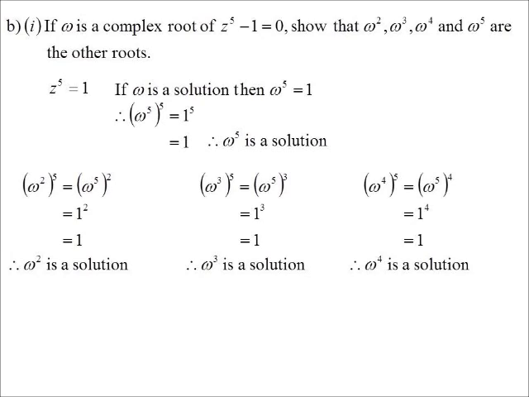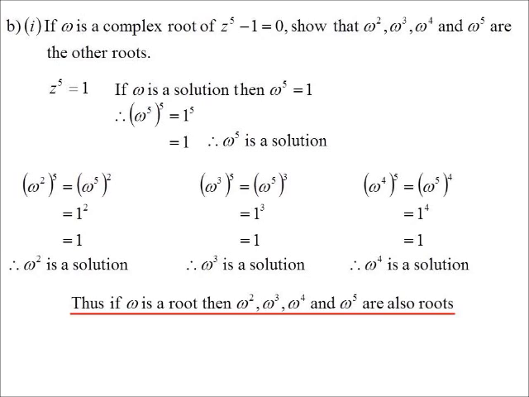So what we're showing there is it doesn't matter which one we pick, we just call it omega, and we say this is a solution. We can manipulate using the index laws and show all the other ones will be solutions. It doesn't matter what omega is. The other ones will also be solutions. So therefore, if omega is a root, so will omega squared, cubed, power of 4, and power of 5. They'll all be solutions to this equation.